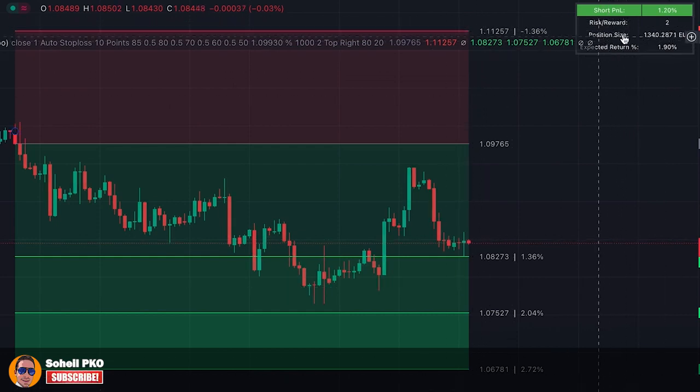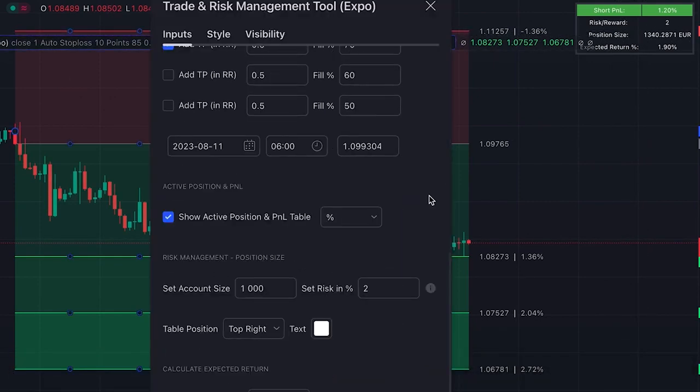Here also gives us the position size, which is calculated based on the stop loss level, and also the level of the risk that is defined here in the settings. By default it is set at 2%, which I recommend you to set it at 1% if you're a beginner or you don't have much experience. Setting it at 1% helps you to better protect your trading account. Here also you can set the size of your trading account.